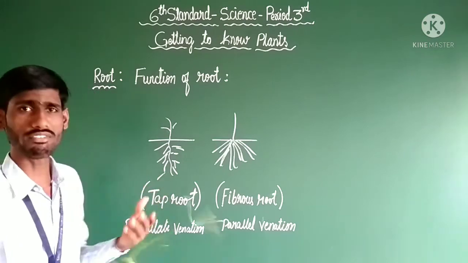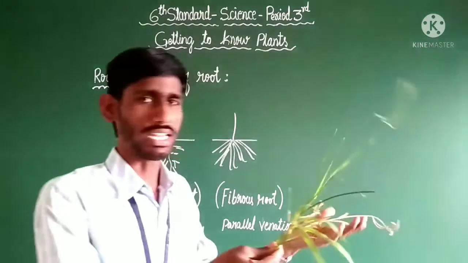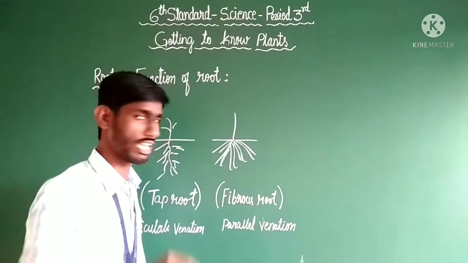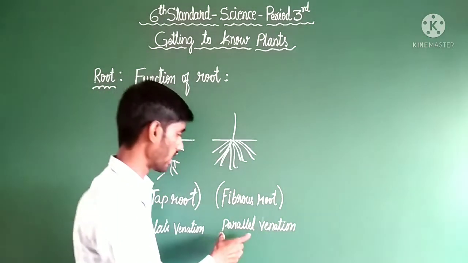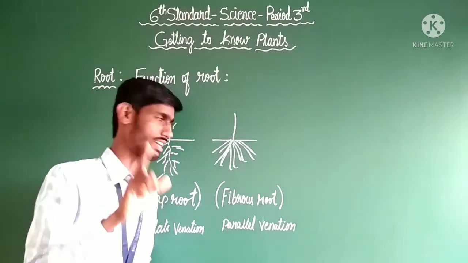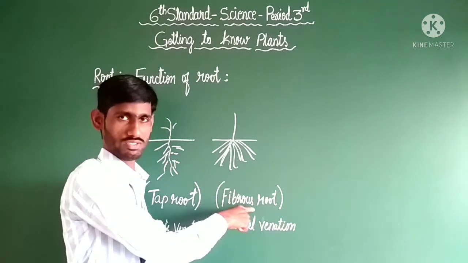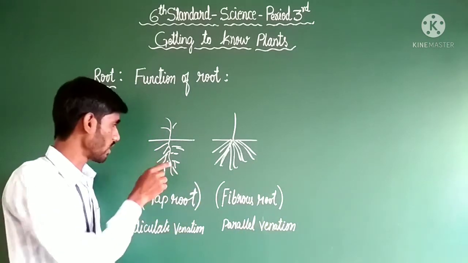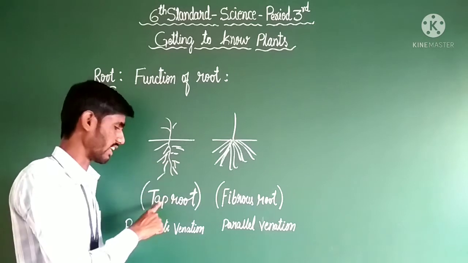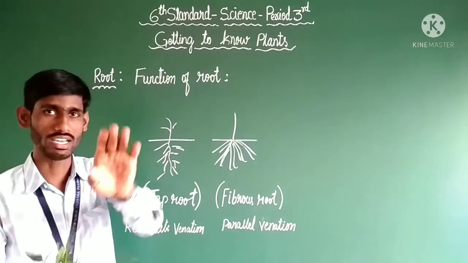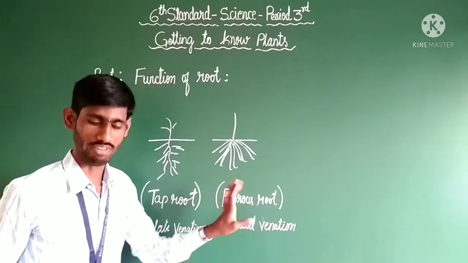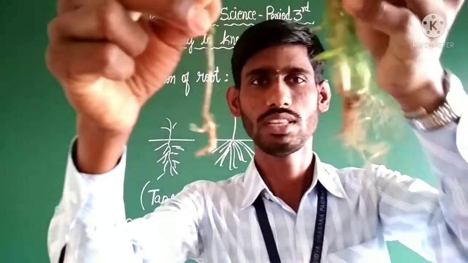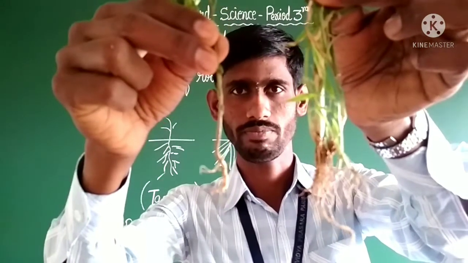Okay, see, how can we find out whether the plant has tap root or fibrous root? Dear children, it's very easy. If the leaf venation is parallel, you can decide that it is fibrous root. If the venation is reticulate, then the root of the plant is tap root. Clear? Just observe these two points, very important. Once again I show you, this is the tap root, this is the fibrous root.